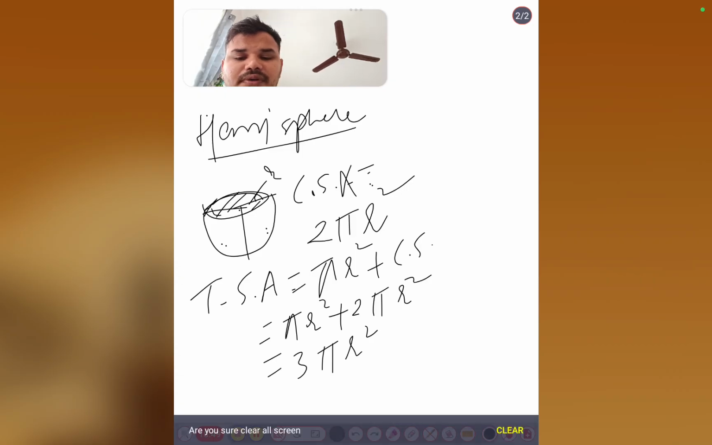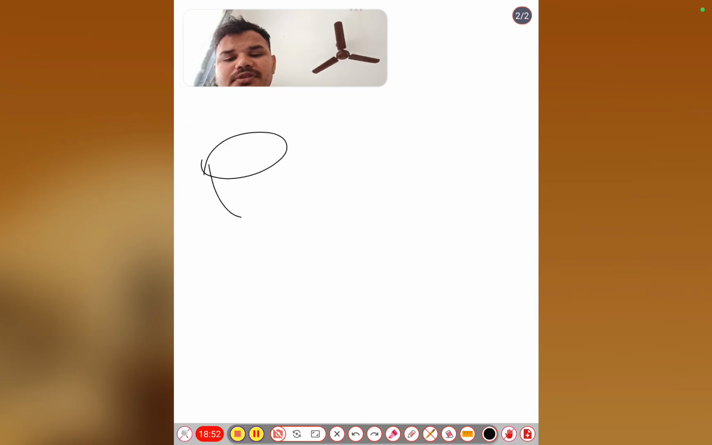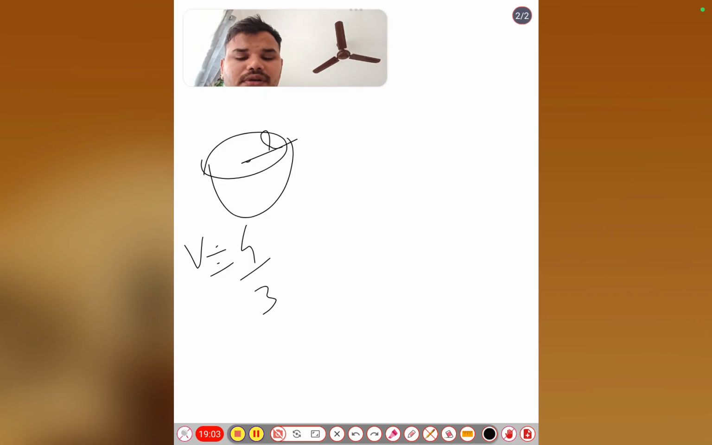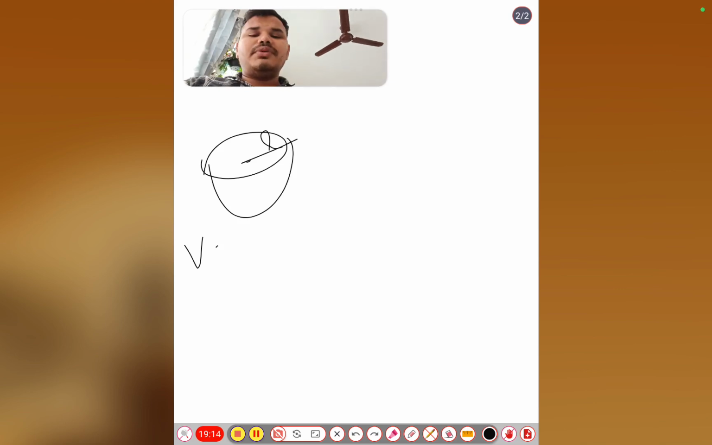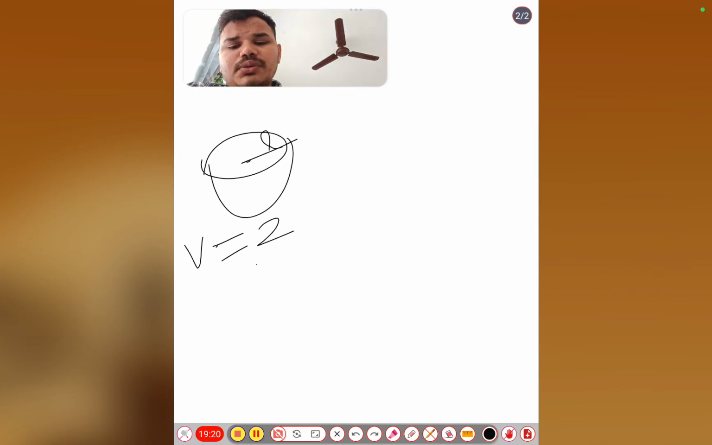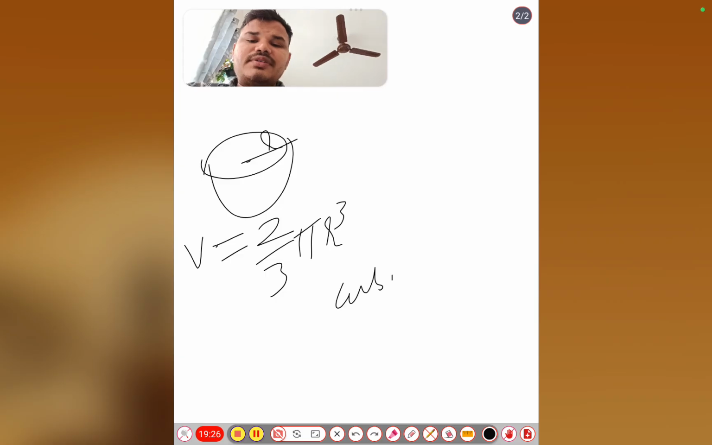Now we want to find the volume of the hemisphere. For the sphere, the formula was 4 upon 3 pi r cube. Instead of the 4 we take half of it, so simply the volume is 2 upon 3 pi r cube, in cubic units, it may be centimeters or meters.